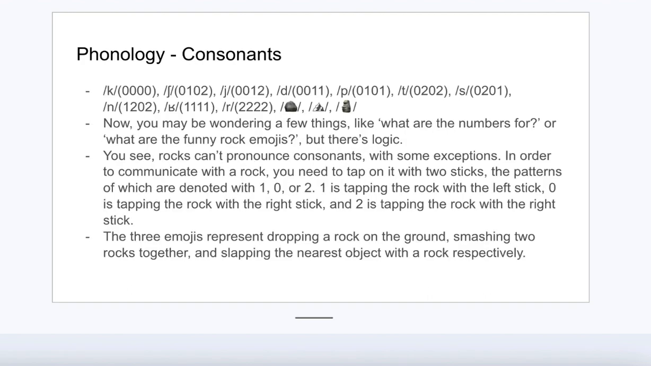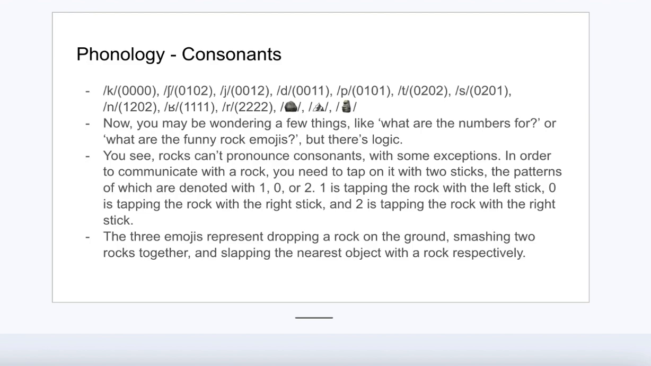Phonology, the consonants. The consonants are ka, sha, ya, da, pa, ta, sa, na, ra, and ra. There's also these three, which I will further elaborate on in this section. Now, you may be wondering a few things, like, what are the numbers for? Or, what are the rock emojis? Or, Kusa, are you insane? But there's logic to this.